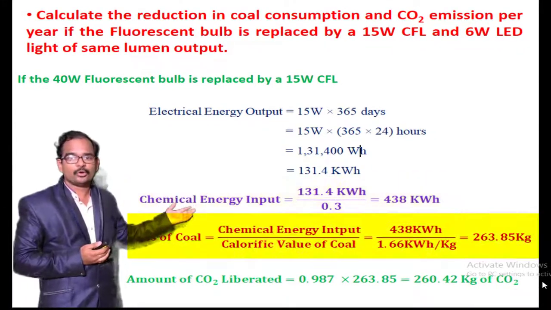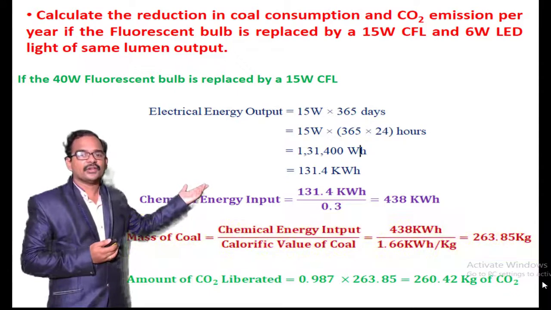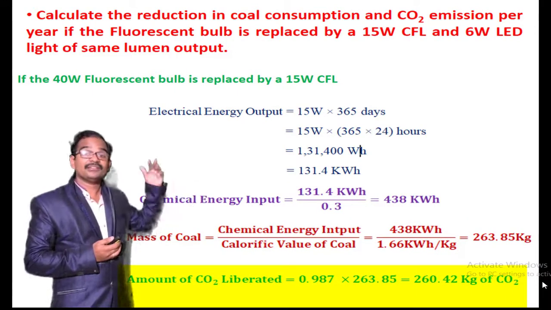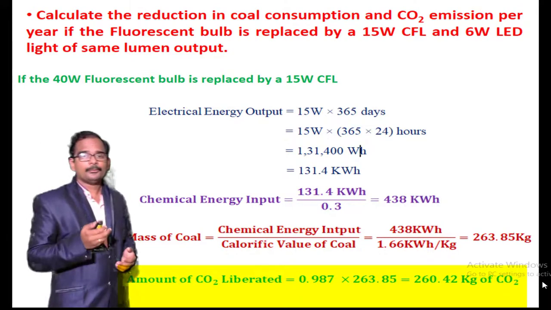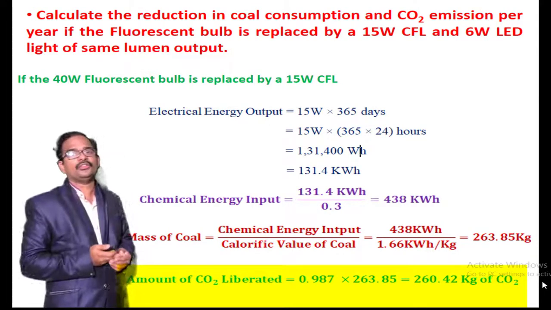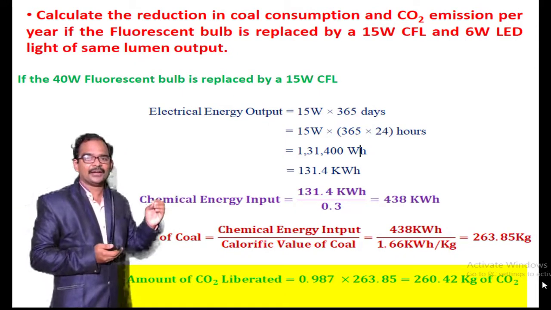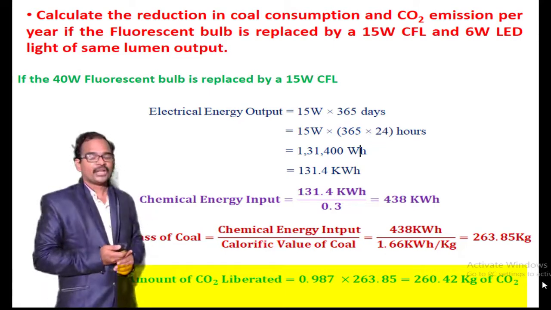Now what is the mass of the coal? 262 kgs, and previously it was 703 kgs. And what is the amount of CO2 liberated? It is 260 kgs. Previously, it was 694 kgs. As you can see, almost 65% of the emission is cut down here. If I am using a CFL instead of a fluorescent lamp, I am reducing the emission by 65%.